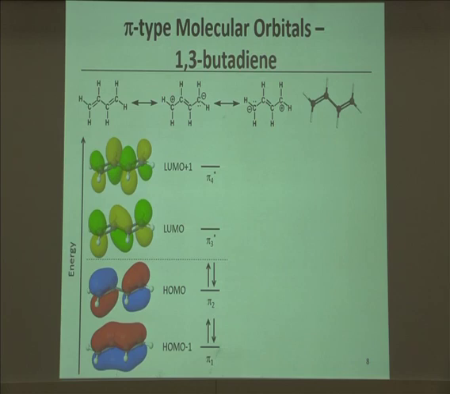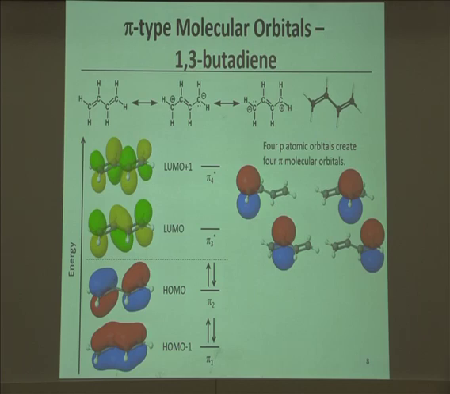As we go up in energy, we increase the number of nodes. So we go from zero nodes in the pi system of HOMO minus 1 to a single node for the highest occupied molecular orbital, separating the two halves of the molecule, and that's our pi 2 orbital. As we're going up in energy again to the LUMO, there are now two nodes, and there are three nodes when we get all the way up to pi 4.